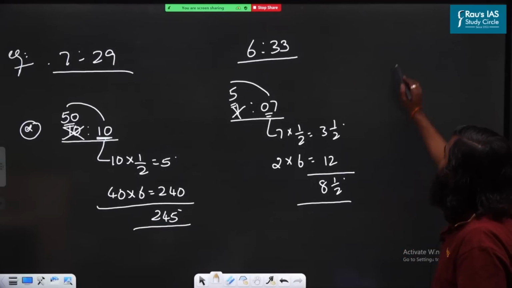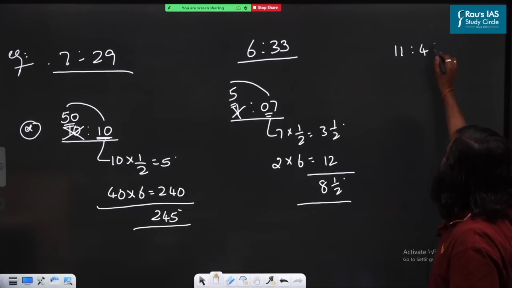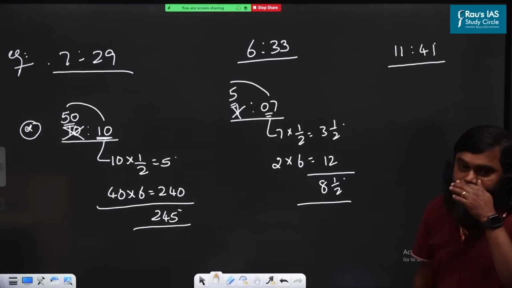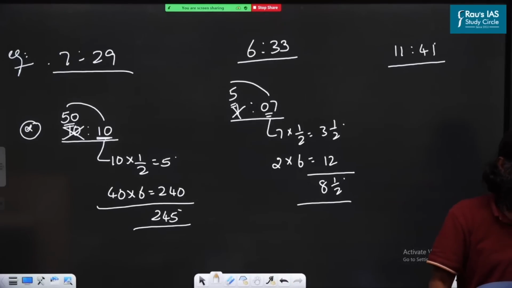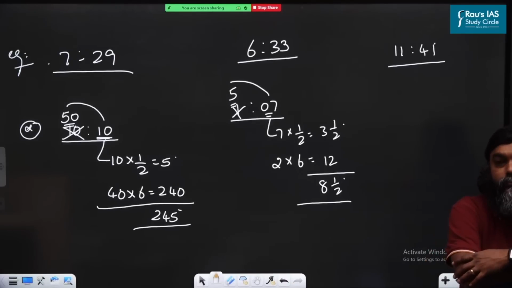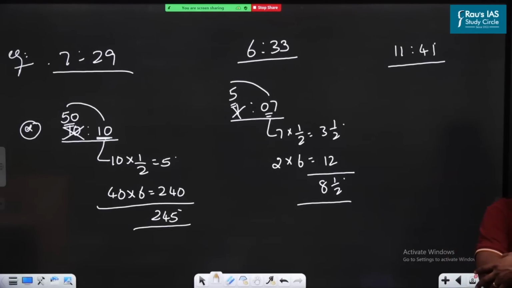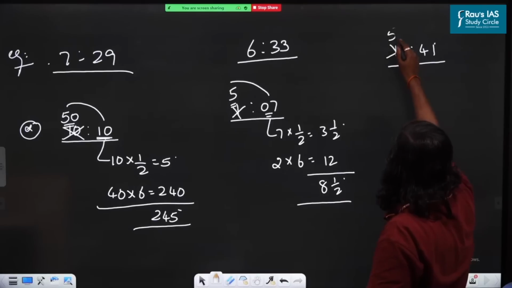Find the angle between the minute hand and hour hand at 11:41. Acha. But somebody is saying I have to add or subtract. I have to add.